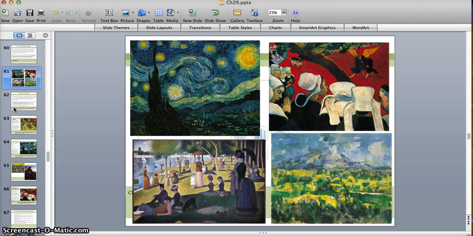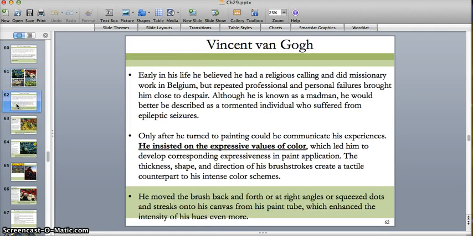These are people that you absolutely need to know their paintings. The College Board might pick a Gauguin, not this one, but may pick another Gauguin painting, and you will have to recognize that it is a Gauguin. So you have to be familiar with these people.